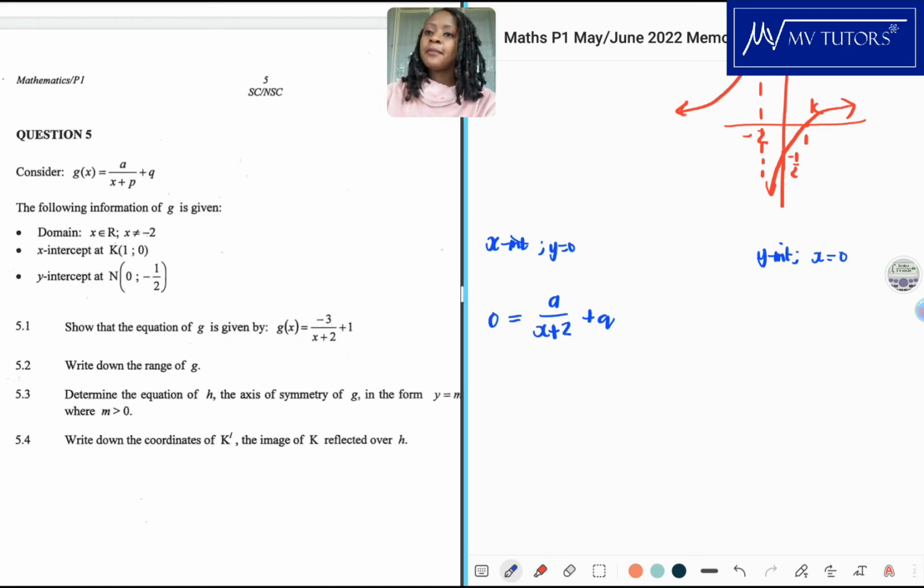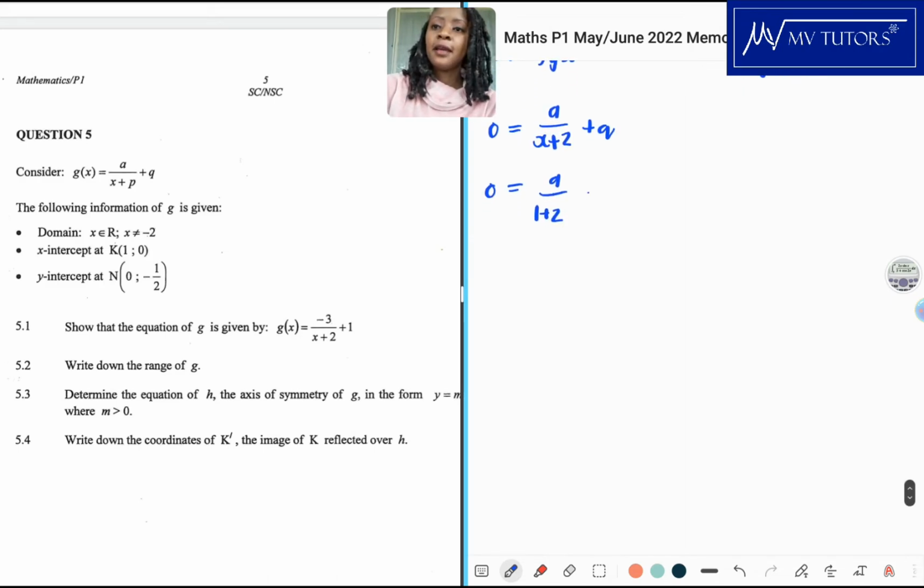So y is equal to 0. What else do I know? The x-intercept, they gave it to us as (1, 0). I forgot to put 1 where x is. So 1 plus 2, plus q. So I can take 1 plus 2, which is 3, to the other side, or just multiply by 3 throughout. So I'll still have 0, and then I'll have a, and I have 3q. So that is my first equation.